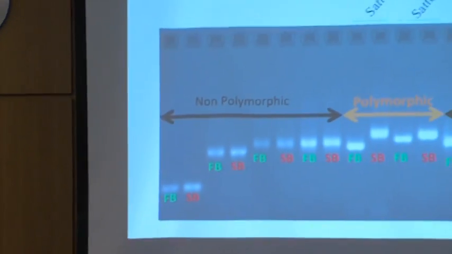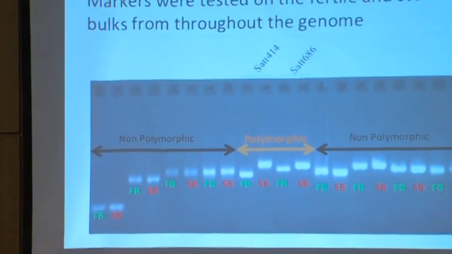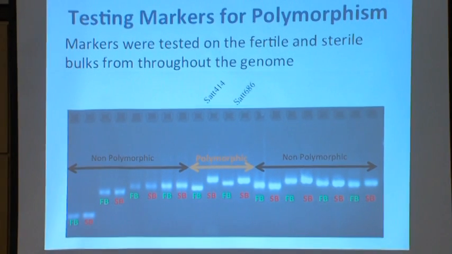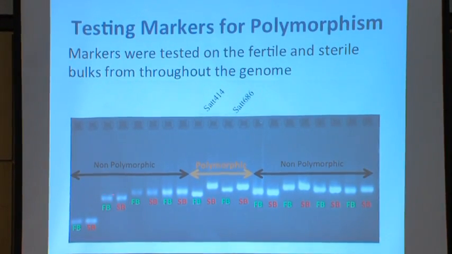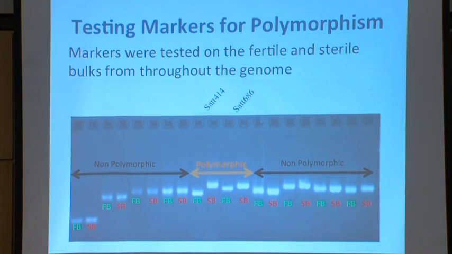So when we run these markers, we have about 800 DNA-based markers in the lab. This is the first marker, run on fertile bulk and sterile bulk. When you see these two bands right next to each other at the same level, that means they are not different. So they are the same here, they are the same here. When you see it as the same, it means this is not interesting. The gene is not present close to this marker.